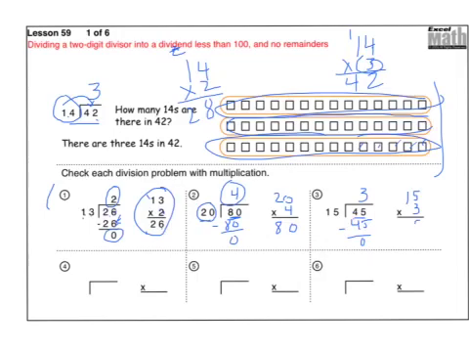5 times 3 is 15, carry the 1. 1 times 3 is 3, plus 1 is 4, and it does come out to be 45.